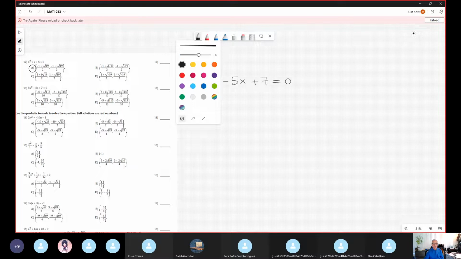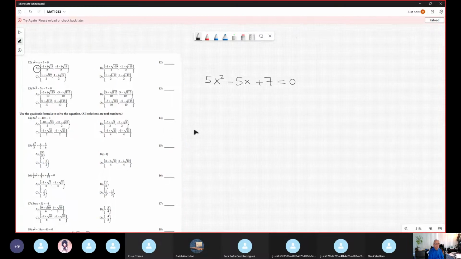Okay, let me try. I copy right: 5x squared minus 5x plus... Again, this equation is already in standard form, nice. Identification: a is 5, b is negative 5, be careful with the signs, and c is positive. I'm plugging into the formula. I always copy the formula.